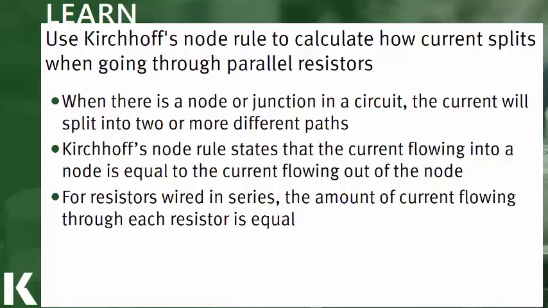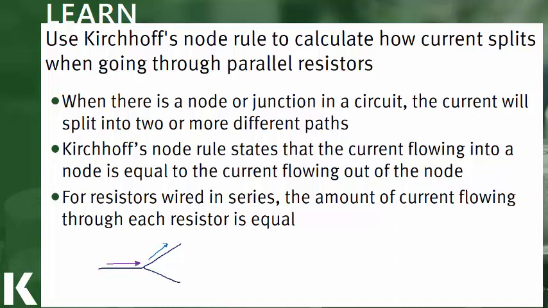Whenever we have a node in a circuit, and a node would be just somewhere where our current is going to branch, Kirchhoff's node rule states that the current flowing into this node has to be equal to the current flowing out of this node.